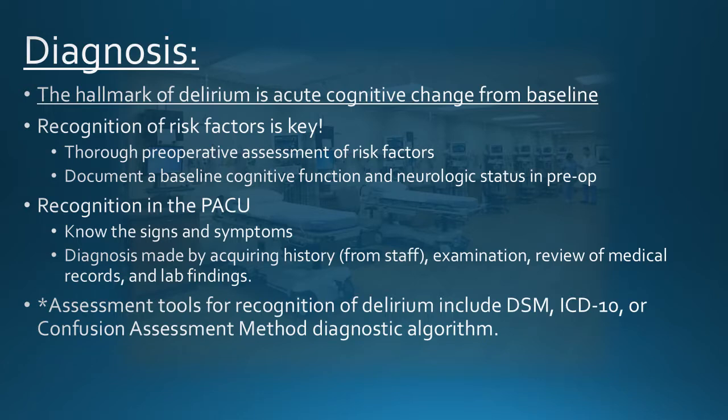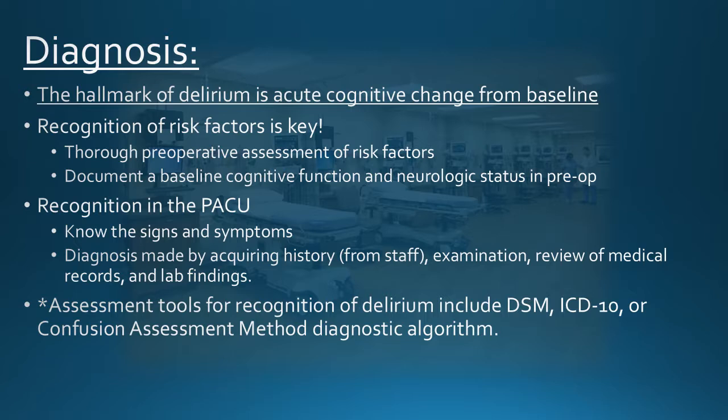The CRNA should be aware of each patient's delirium risk factors, and they should be documented. The hallmark sign is acute cognitive change from baseline, so obviously the CRNA needs to be aware of the baseline neurostatus prior to administering an anesthetic. The patient's baseline cognitive function and neurologic status should also be assessed in pre-op and documented. In the PACU, the CRNA needs to be aware of the signs and symptoms of delirium. Diagnosis should be made after reviewing the history, labs, and medical records, and performing a physical exam. The CRNA should always be thinking of pain and hypoxia and the elderly patient as potential causes.